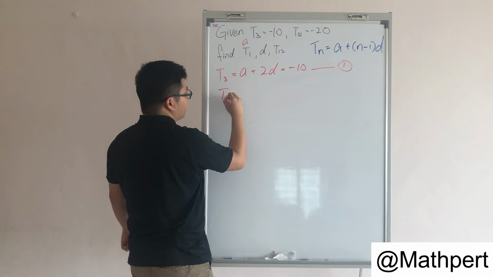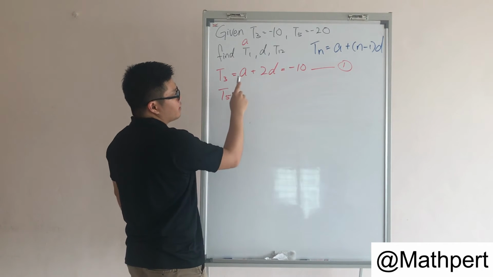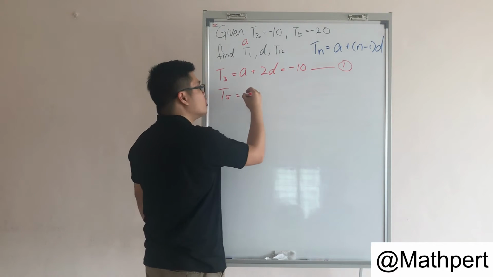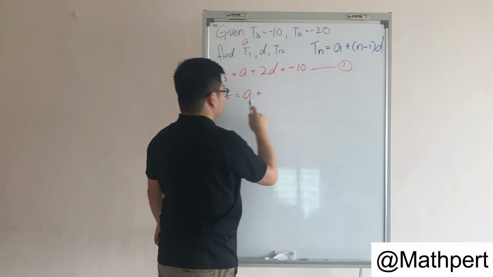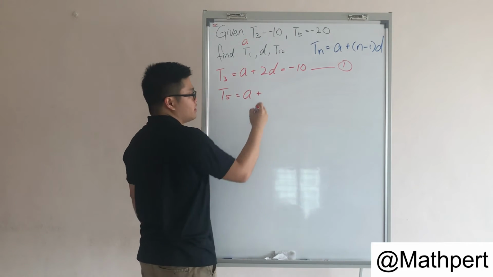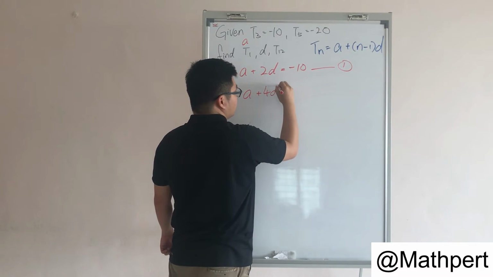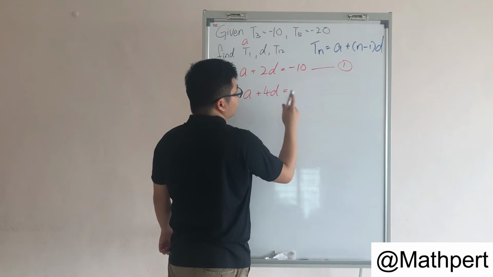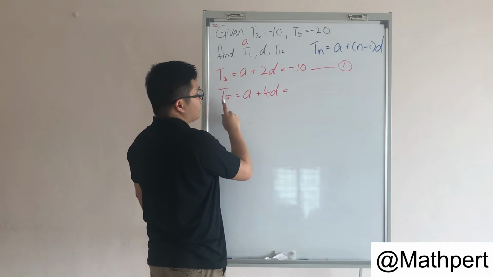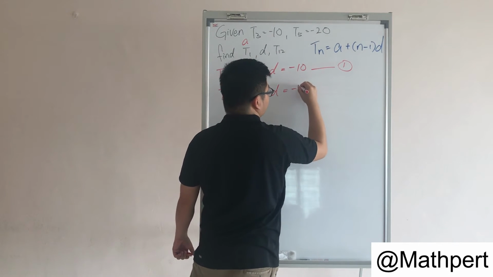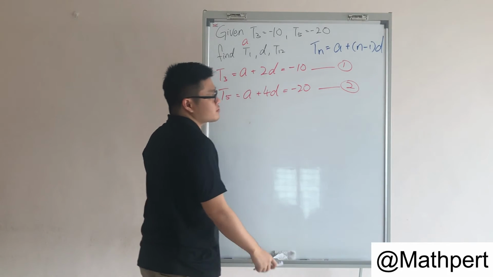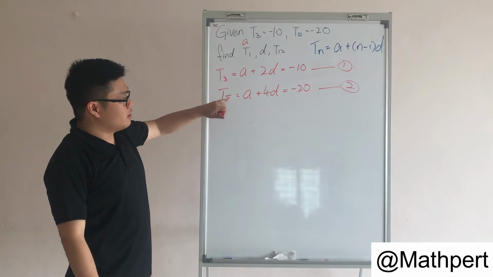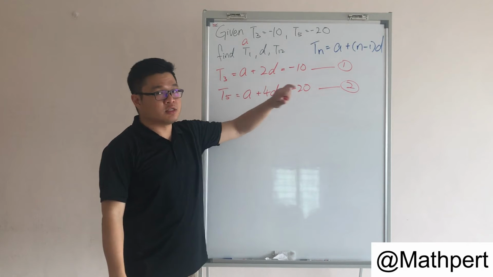So for T5, the first term, same, we don't know, we put a. n minus 1 is 5 minus 1, which is 4. d, the common difference, we don't know, we remain as d. And T5 is equal to negative 20. So this is our second equation. So we solve our first and second equations simultaneously.